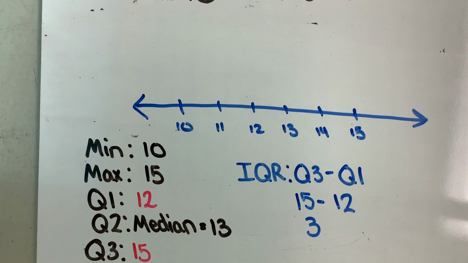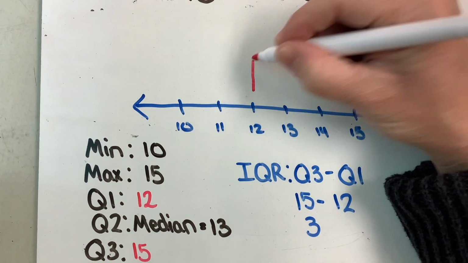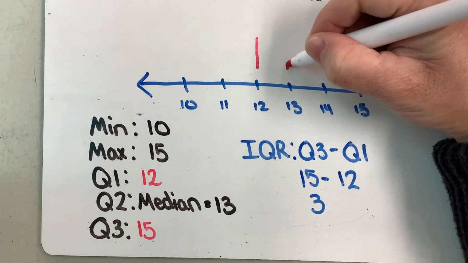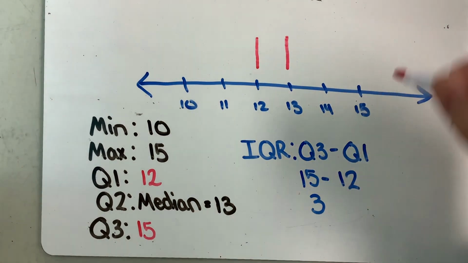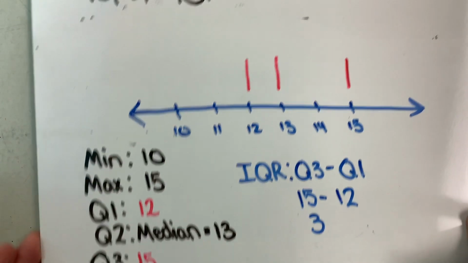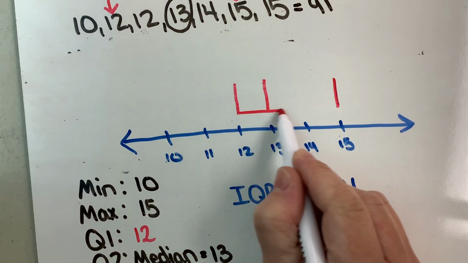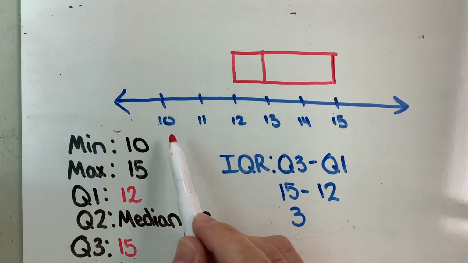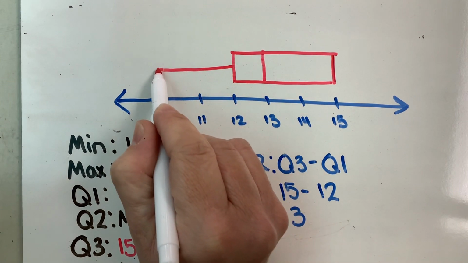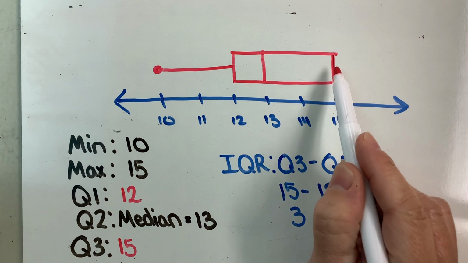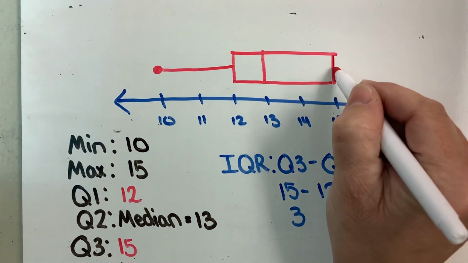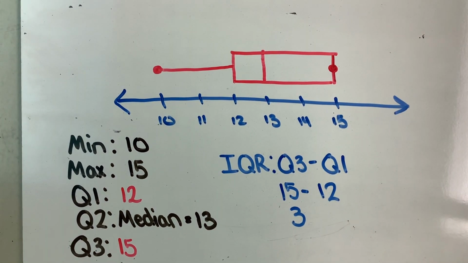Alrighty, so the first thing we're going to do is put in our Q1. Our Q1 is 12, so we come to 12 and put a vertical line. Our Q2 is 13, so we're going to put a line there. And our Q3 is 15. And we're going to connect those lines. Okay, that's the first part. Now, our minimum is 10, so we're going to come out here in the middle of the box and put a dot at 10. And normally, in most of the examples we've done, we had a line this way going to our maximum, but our maximum is actually 15, so it's right there. So there's no whisker on this one, on that side.